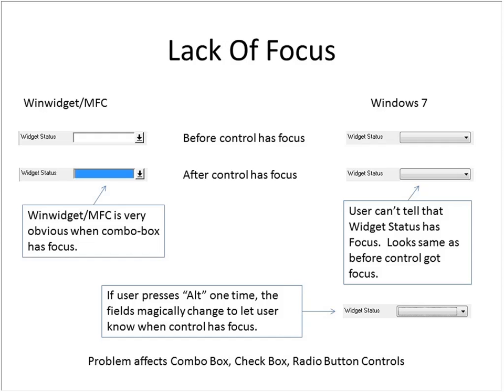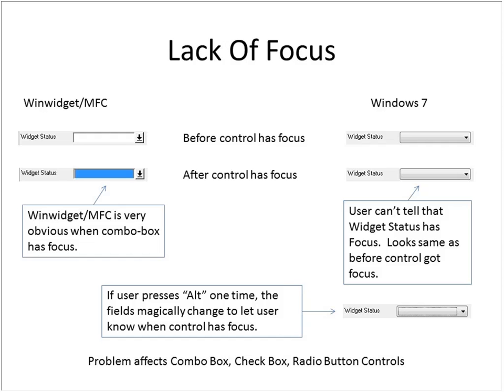So for example, on the top left, we've got the Winwidget and MFC control. They both have the same behavior. The control on the top there is the field before it gains focus. When that field gains focus, when the user tabs to that field, the background color of that field changes to blue, so it's obvious to the user which field has focus, and it makes it very user-friendly.